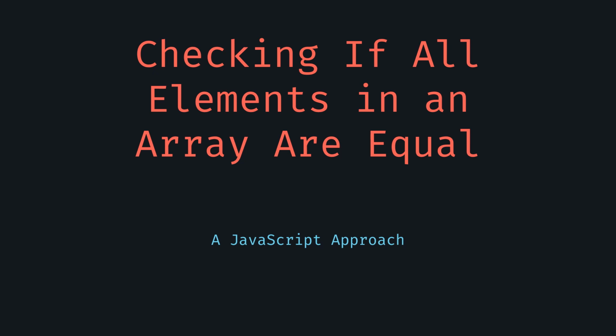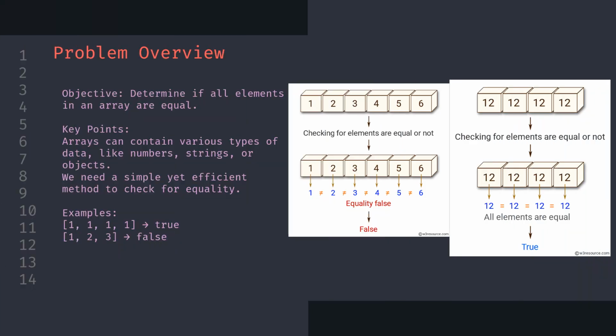Welcome. Today we're going to explore a simple yet powerful JavaScript program that checks if all elements in the array are equal. This is especially useful in scenarios where uniformity of data needs to be validated. Our goal is to write a program that validates if every element in the array matches the others.